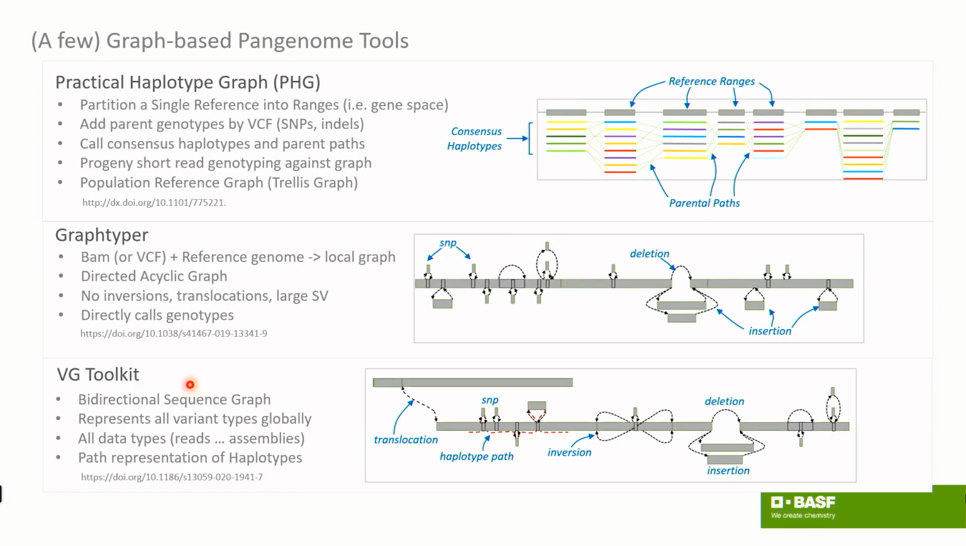VG Toolkit is the most complex tool listed here. It is under active development by the human genome community. The main difference between GraphTyper and VG is that the data structures in VG are based on bidirectional graphs. So it can harbor variations such as translocations and inversions where strands are switched. It can also be composed from all types of data, full assemblies, in addition to short variant calls.